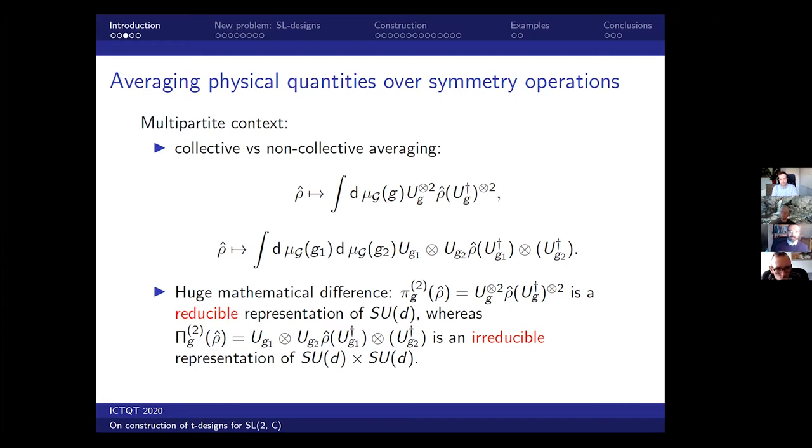And there is a huge mathematical difference, apart from, of course, the physical difference: in the case of collective averaging, this action of a unitary group, or in general some other symmetry group, is reducible on this physical quantity rho, whereas in the second case, this non-collective action is in fact irreducible and it corresponds to irreducible representations of the direct products of symmetric groups.